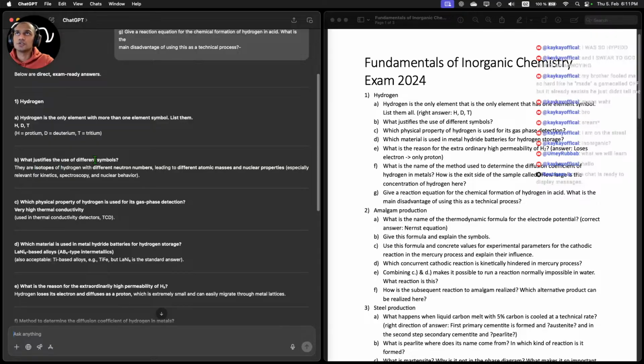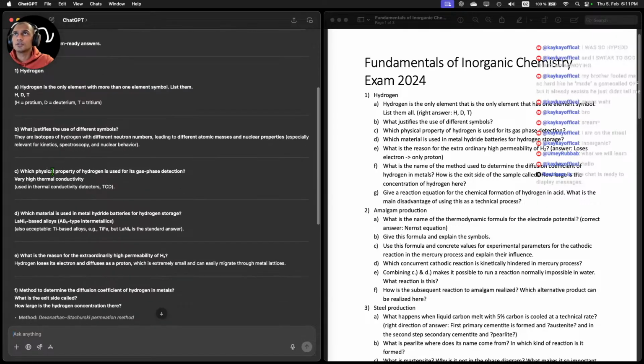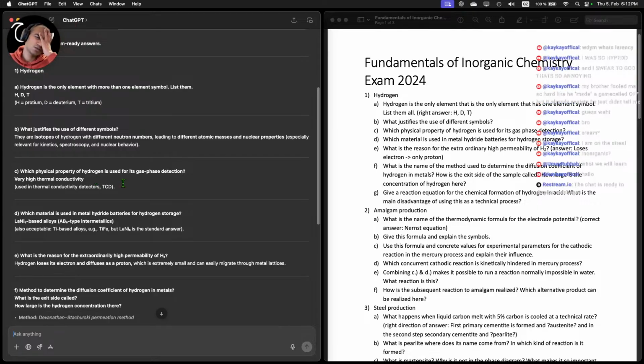What justifies the use of different symbols? They're isotopes of the hydrogen with different neutron numbers, leading to different atomic mass and nuclear properties, especially relevant for kinetics. Okay. Which physical property of hydrogen is used as gas? Very high thermal conductivity, used in thermal conductivity detectors. Which physical property of hydrogen is used for its gas phase detection? Very high thermal conductivity. Very high thermal conductivity of hydrogen is used to. Okay.